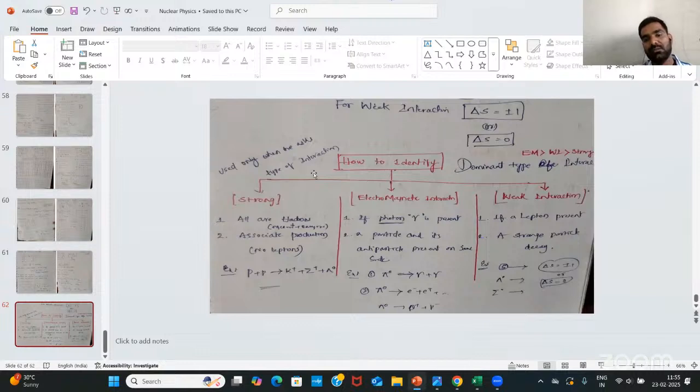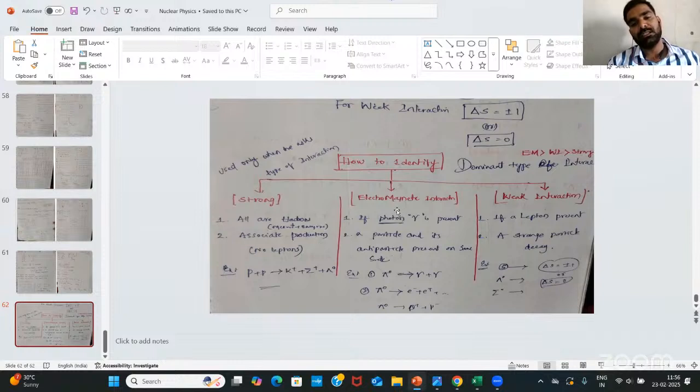How will you find whether an interaction between these elementary particles is a weak, strong, or electromagnetic interaction? As we have said, electromagnetic interaction is much stronger than weak interaction. All the hadrons undergo strong interaction. In strong interaction there will be associative production and no leptons. We don't find leptons in the strong interaction.